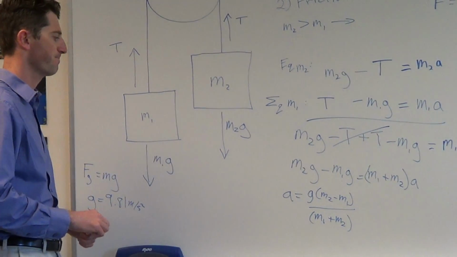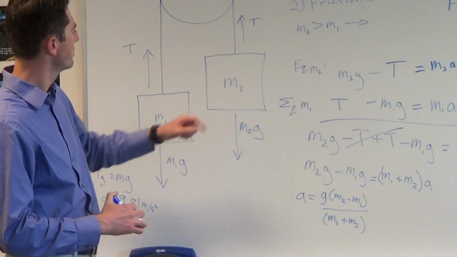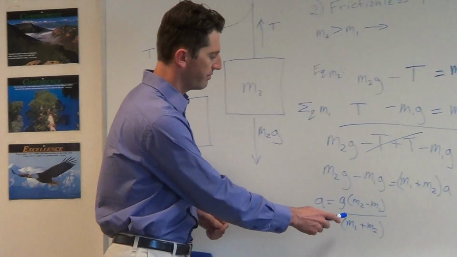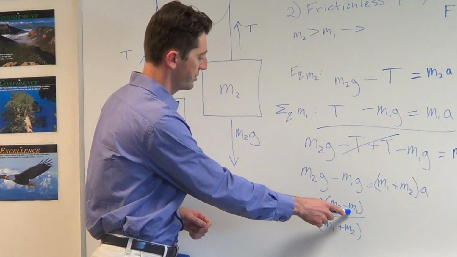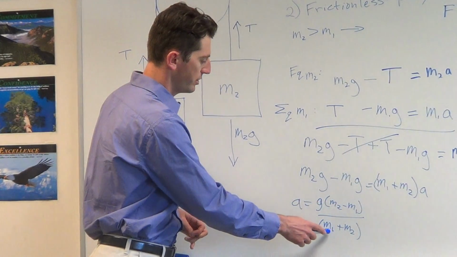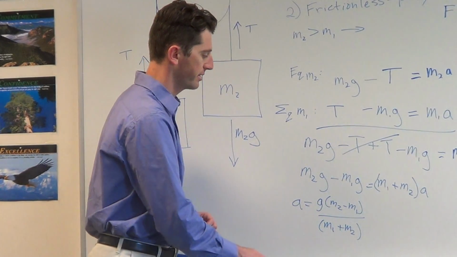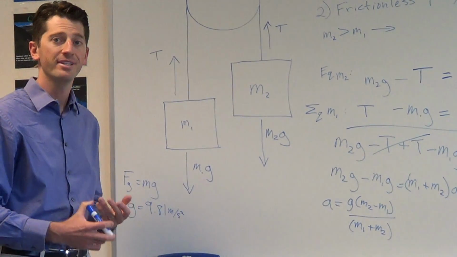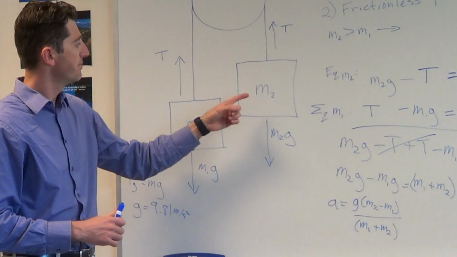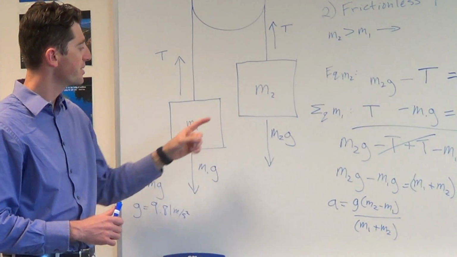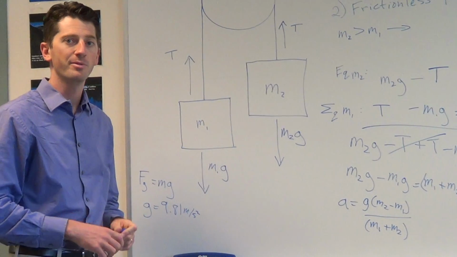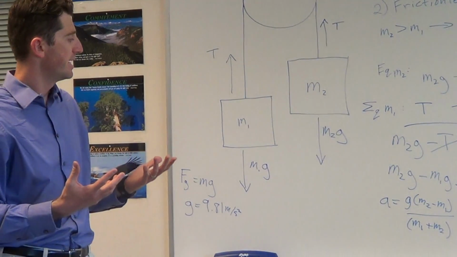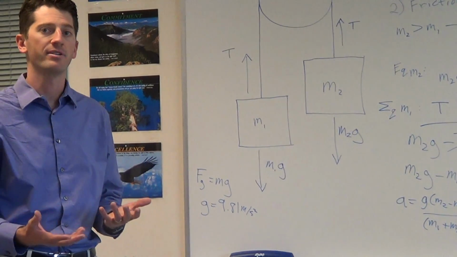So that makes sense. And let's say M2 is 2 and M1 is 1. Okay? We will have 2 minus 1, which is 1, over 2 plus 1, which is 3, times gravity. So in that case, it's going to be 1/3 the acceleration of gravity. If M2 is twice as big as M1, that means the acceleration is going to be 1/3 that of gravity. And that makes sense because it's less than the acceleration of gravity.